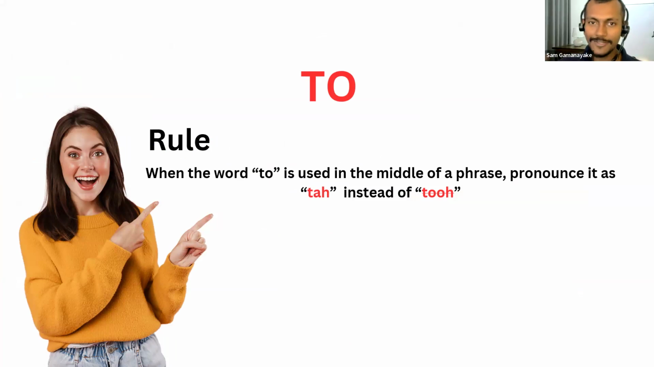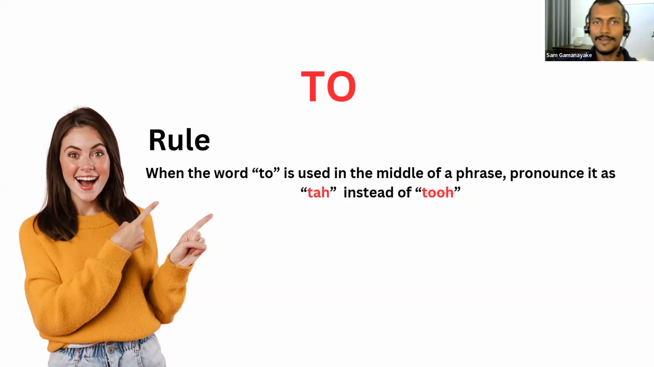So this rule is very simple. Whenever you pronounce the word "to", you gotta pronounce it as "t", with the schwa sound. T, t, t, t. But this rule applies only when the "to" comes inside a phrase or inside a sentence, not at the beginning of a sentence, okay?